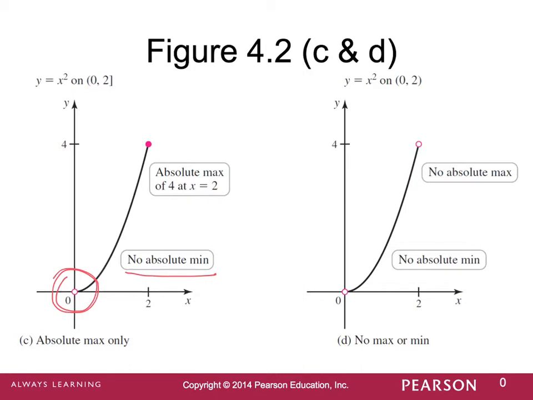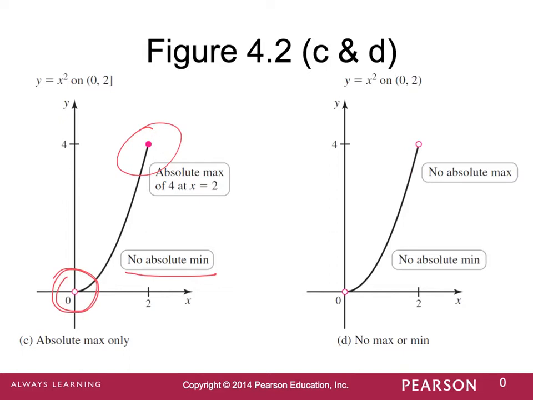And so we say that there is no absolute minimum on this interval because we have an open endpoint and our function is continuing to decrease as it approaches that endpoint. However, we do have a maximum because we are defined up here at x equals 2, and so we have an absolute max of 4 at x equals 2.